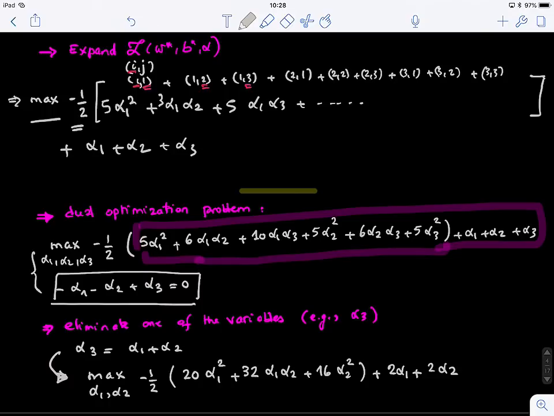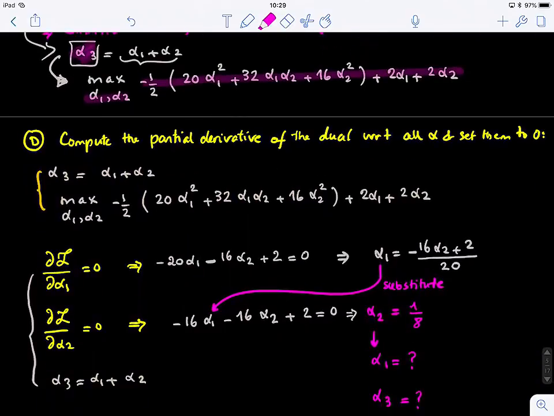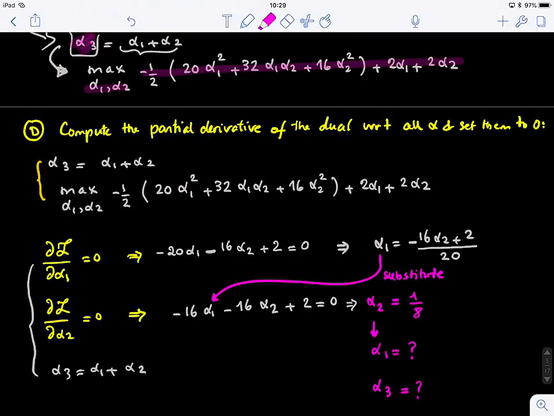So we know that negative alpha 1 minus alpha 2 plus alpha 3 is equal to 0. So what we can do is eliminate one of the variables, for example, alpha 3, by replacing it with alpha 1 plus alpha 2. Right? And then we can update the Lagrangian. Now you can notice that our Lagrangian depends on just two alphas, alpha 1 and alpha 2. So if we solve that, then we can automatically compute alpha 3 as it depends on alpha 1 and alpha 2.